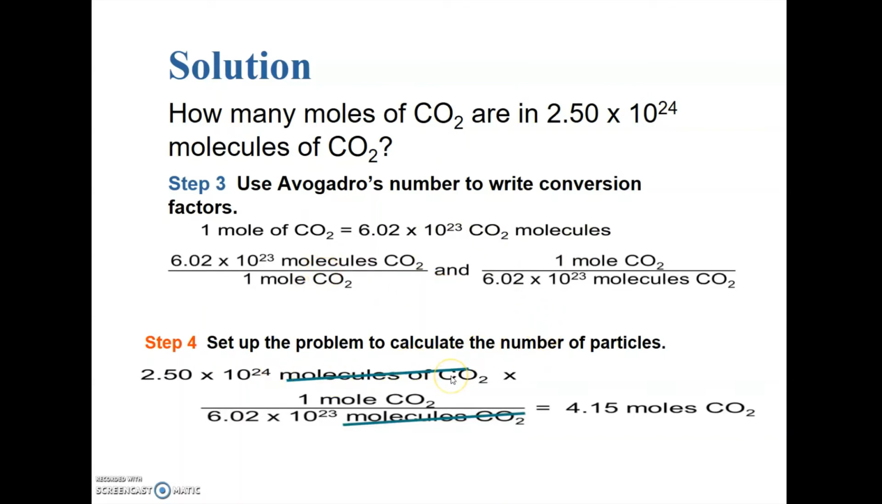And like I mentioned in the previous slide, you always start with the given substance. So in this problem, we're going to start with the number of molecules, and we need to set up the conversion factor based on this equality, so we can get rid of the molecules. Therefore, the molecules go into the numerator as is shown in here, so they can cancel out.